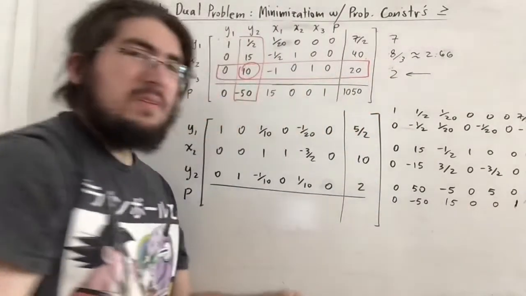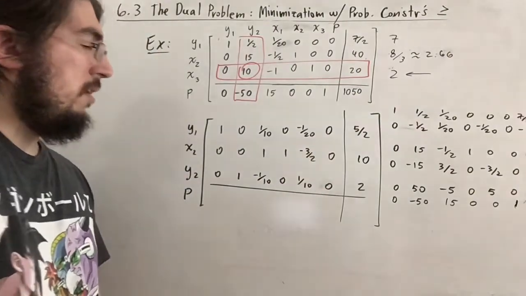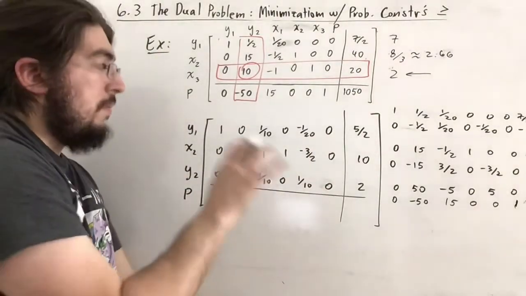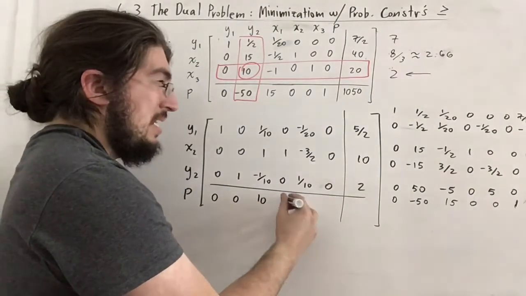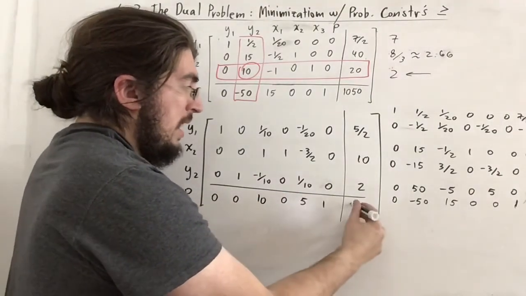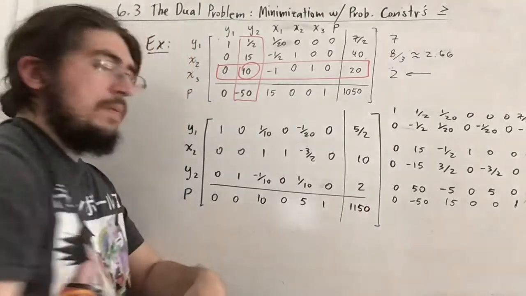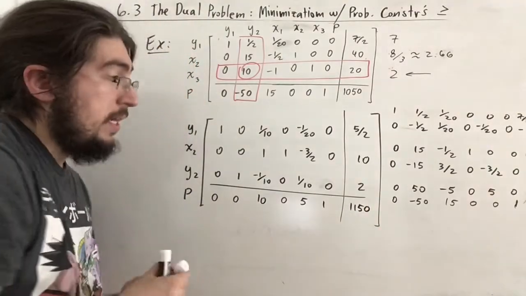Perfect. Hopefully you can see that. It's kind of squeezed there a little bit. Maybe it cuts off. But adding these, finally we get 0, 0, 10, 0, 5, 1, and 1150. Perfect. We're done. We're completely done.